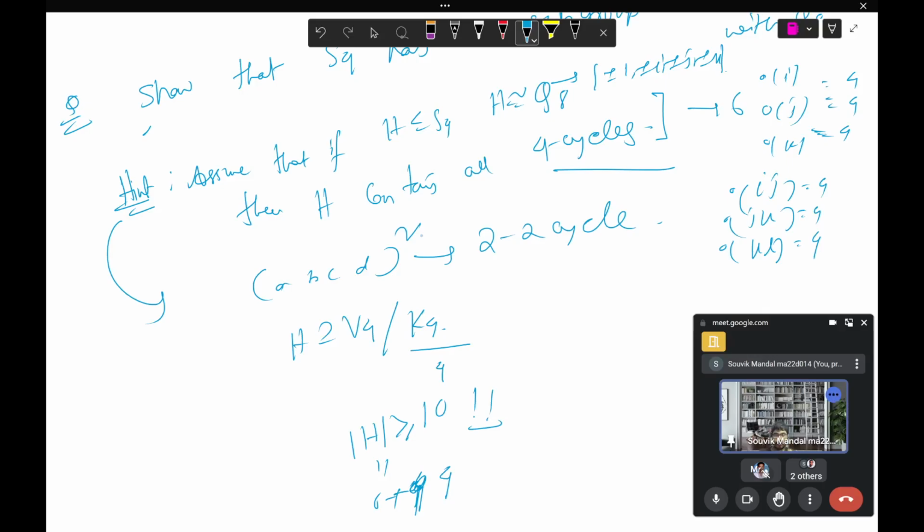The main trick is, if we take any 4-cycle and take the square of that element, we will get a 2-2 cycle. Now since H contains all 2-2 cycles, H contains the Klein 4 group along with all 4-cycles. So the order of H is greater than or equal to 10. That's the contradiction. You understand?